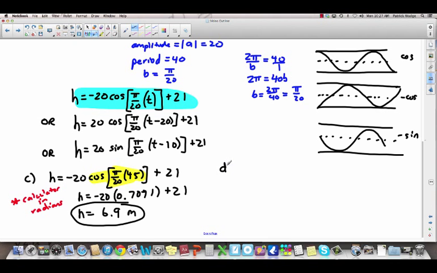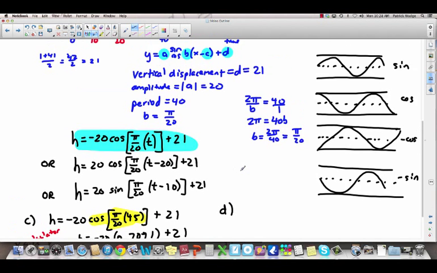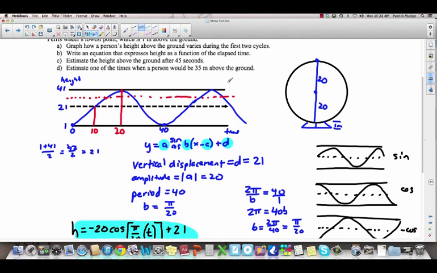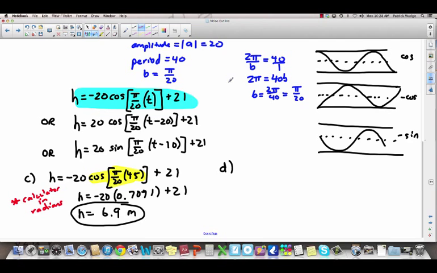Okay, D. Now, D is a little more difficult. It says, estimate one of the times when a person would be 35 meters above the ground. 35 meters, so it's somewhere around here. So you could make a very rough estimate by looking at the graph. Oh, 35 meters must be somewhere around 15 seconds and somewhere around 23 seconds. You could get a much more accurate answer by using your graphing calculator. That's probably what you would do here. But I just want to show you how you don't actually need to use your graphing calculator.